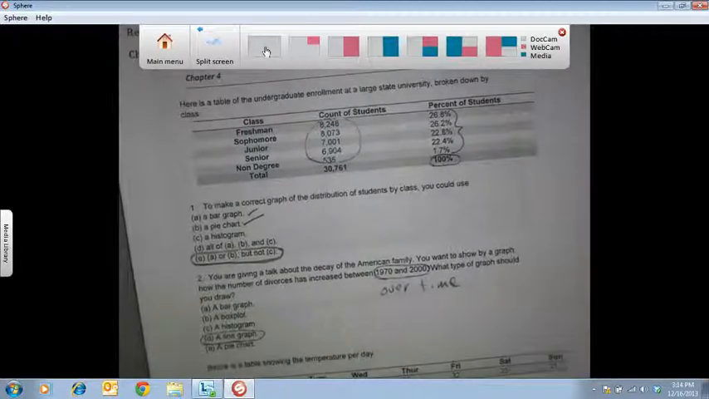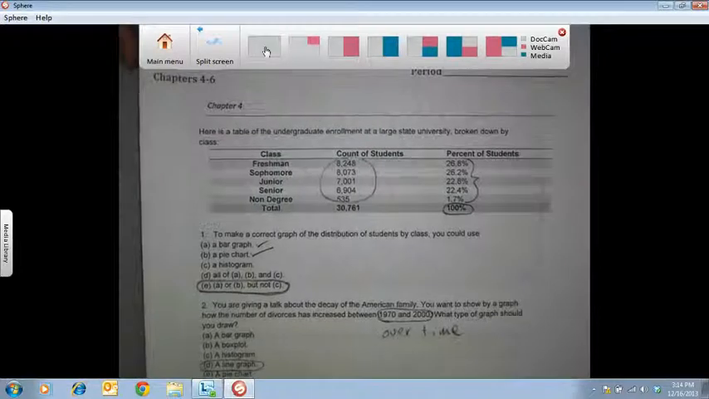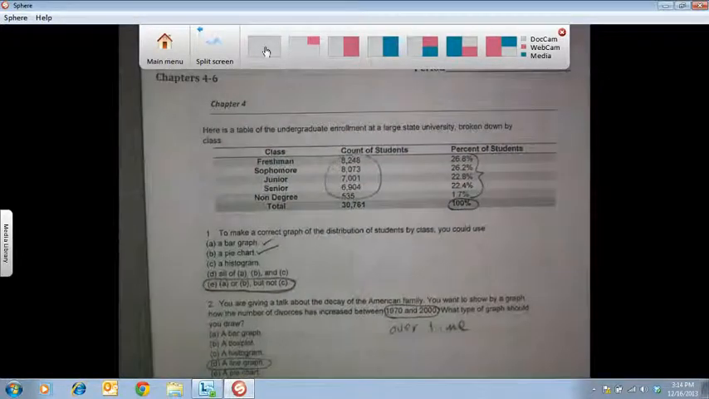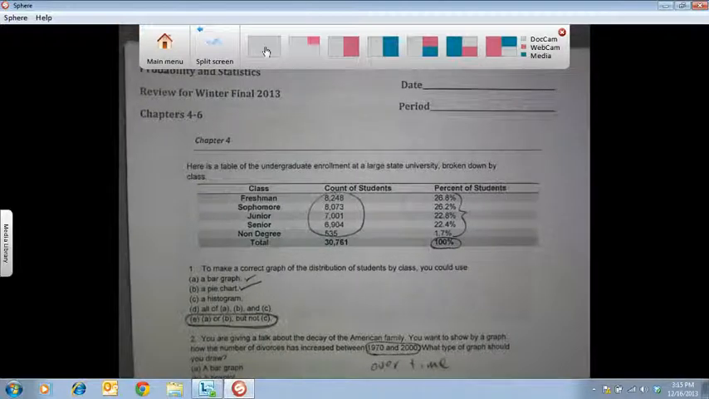Alright guys, let's get started in here. I hope you have tried these on your own, and I'm going to go over the first page, which is all the review for Chapter 4. So, first of all, here's a table of the undergraduate enrollment at a large state university broken down by class.